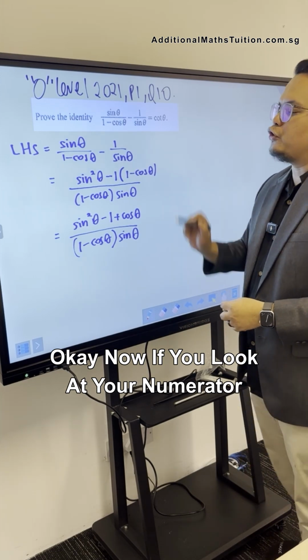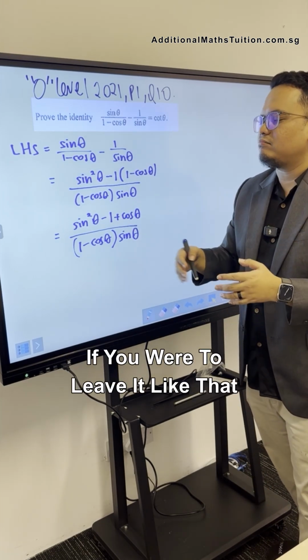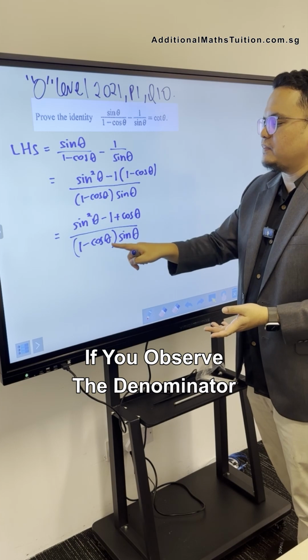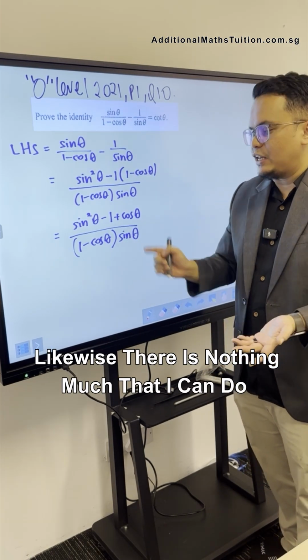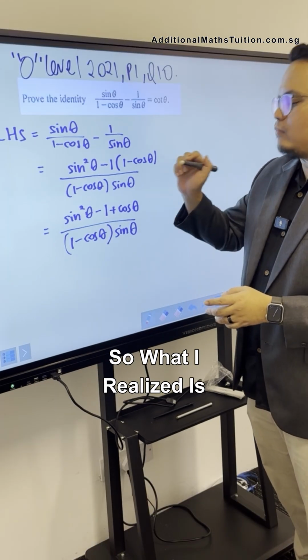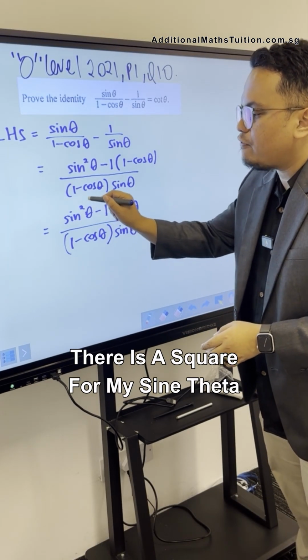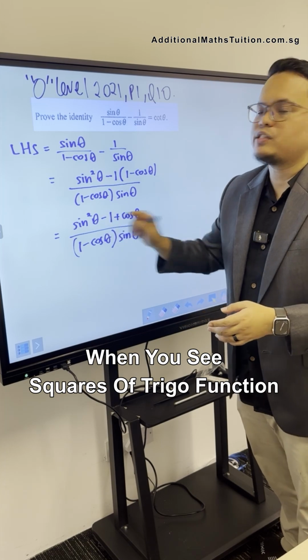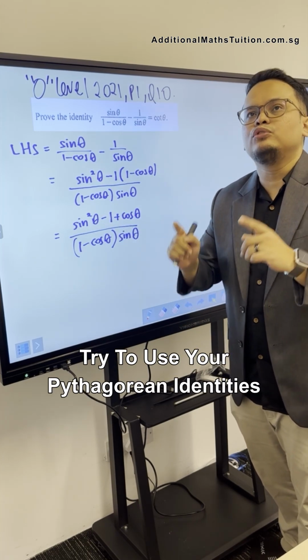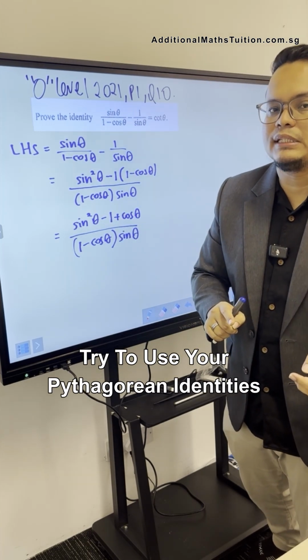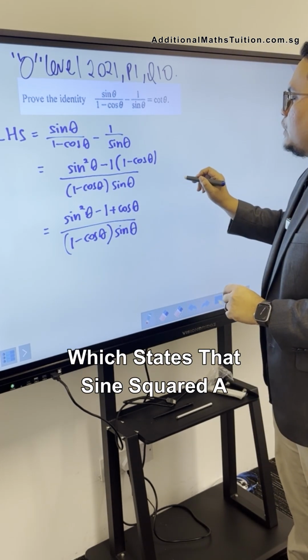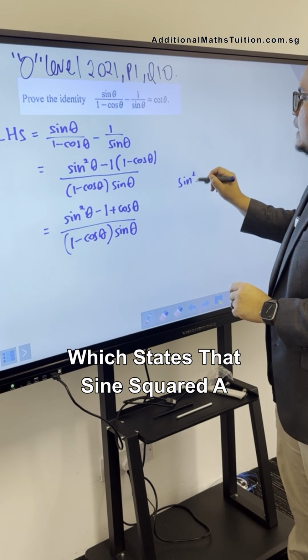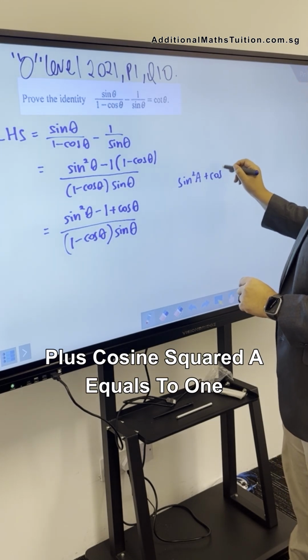Okay, now if you look at your numerator, if you were to leave it like that, there's nothing much that you can do. If you observe the denominator, I wouldn't expand because likewise, there's nothing much that I can do if I were to expand it out. So what I realized is there's a square for my sine theta. When you see squares of Trigo function, try to use your Pythagorean identities. So I can actually apply one of the formulas there. In fact, the first one, which states that sine square A plus cosine square A equals to 1.